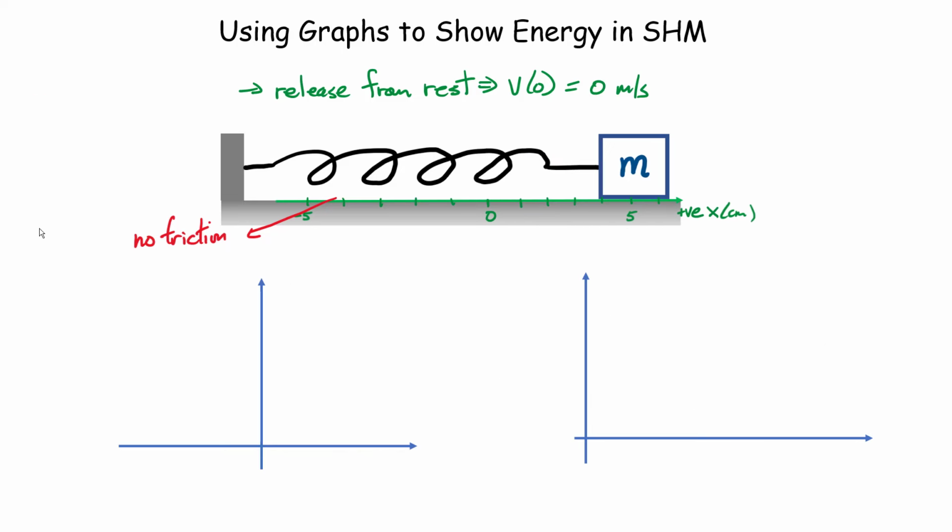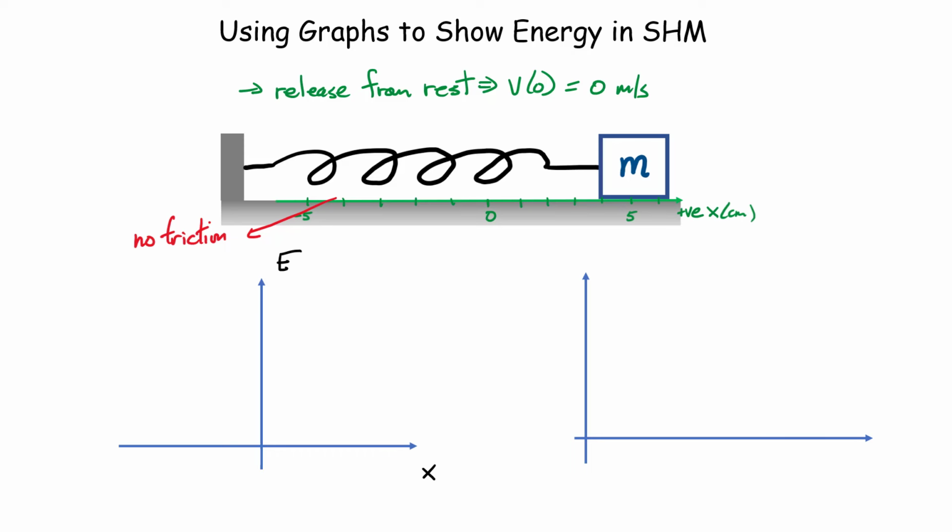All right, I want to say a few things about showing graphs when you talk about the energy in simple harmonic motion. Again, there are typically two types of graphs you need to know. The first one is energy versus position.